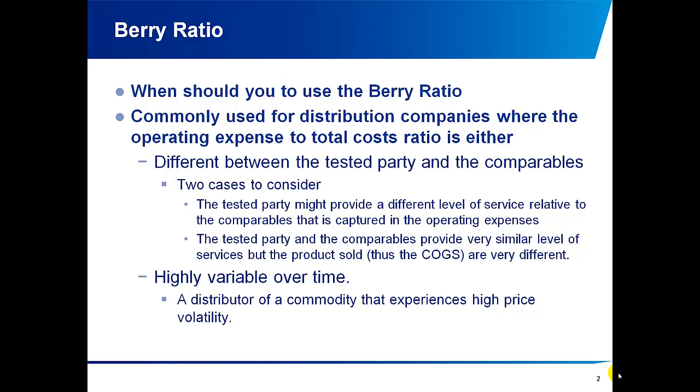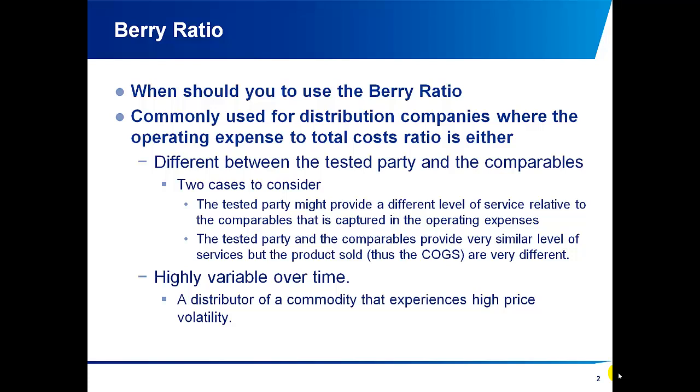The other possibility is a case where the tested party and the comparables provide a very similar level of service, but the product being sold, what's showing up in the COGS of our analysis, is very different. We're going to go through a couple of examples in other videos of each of those cases and develop them a bit more fully.